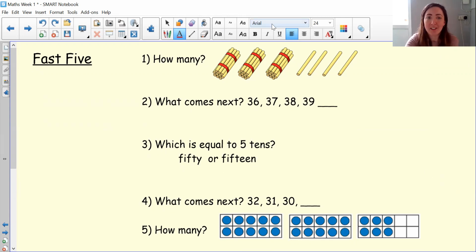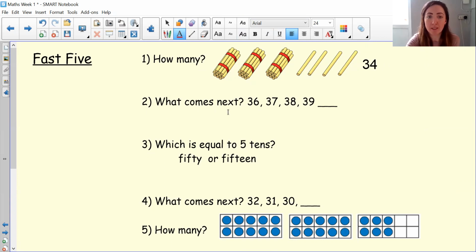Okay, let's go through the answers then. So number 1, how many? So we know that each bundle shows 10. So we can count in tens, 10, 20, 30. And then we need to count on in ones, 31, 32, 33, 34. Did you get that answer too? Great if you did. If you did, well done.